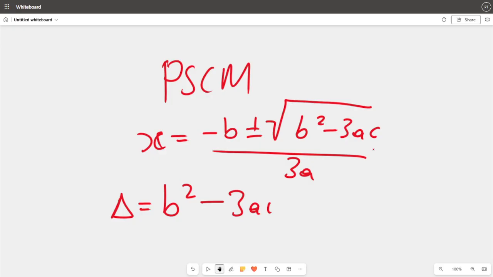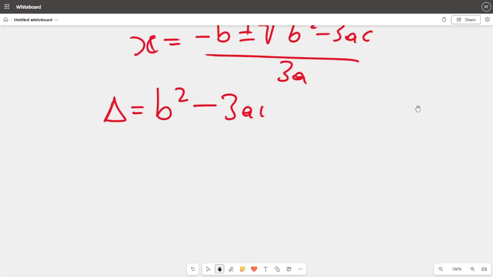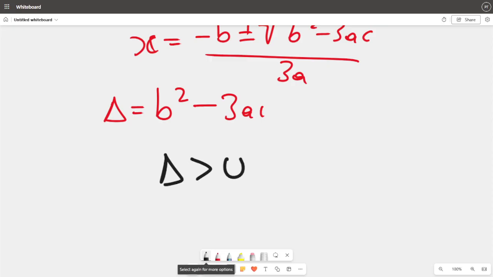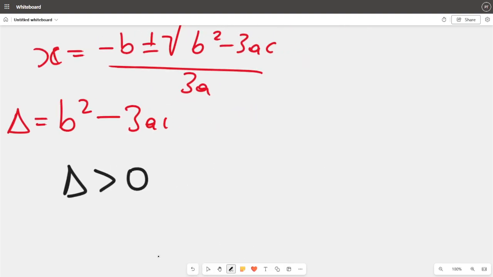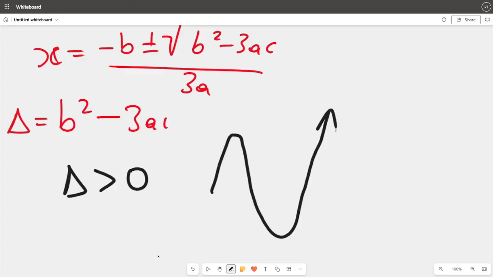And of course, now this has its own conditions. You need to know those conditions, which I will lay out in this video. If the discriminant is greater than 0, it means the cubic function will have a local maxima and a local minima. If you were to draw that cubic function, it will have a local maxima and a local minima.